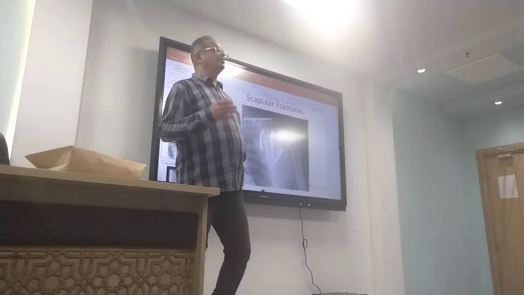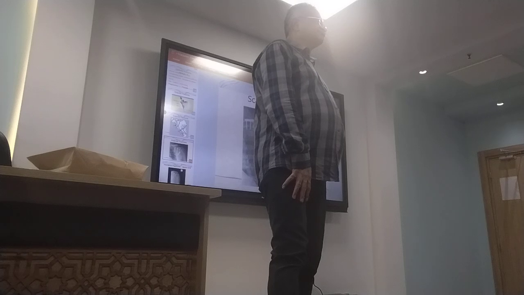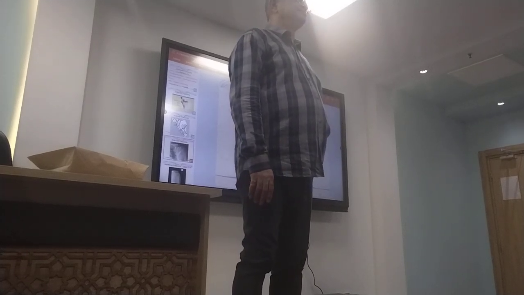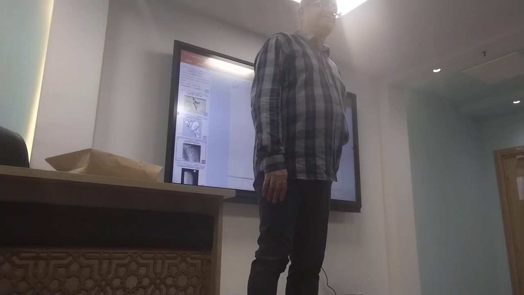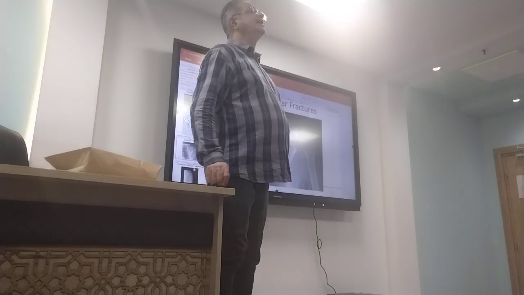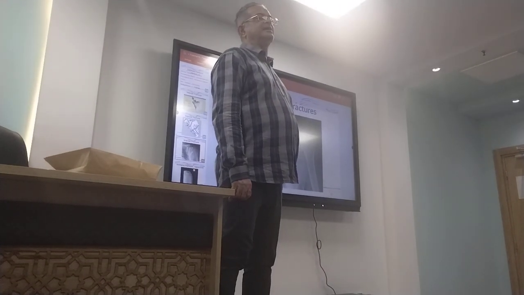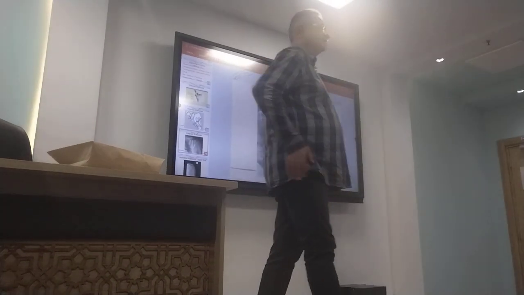Which type of bone is scapula? Long bone? No. Short bone? No. Irregular? Yes, it's irregular. Or it's better to say, what is the type of bone in a skull? Flat bone. Or sacrum. Flat bone.